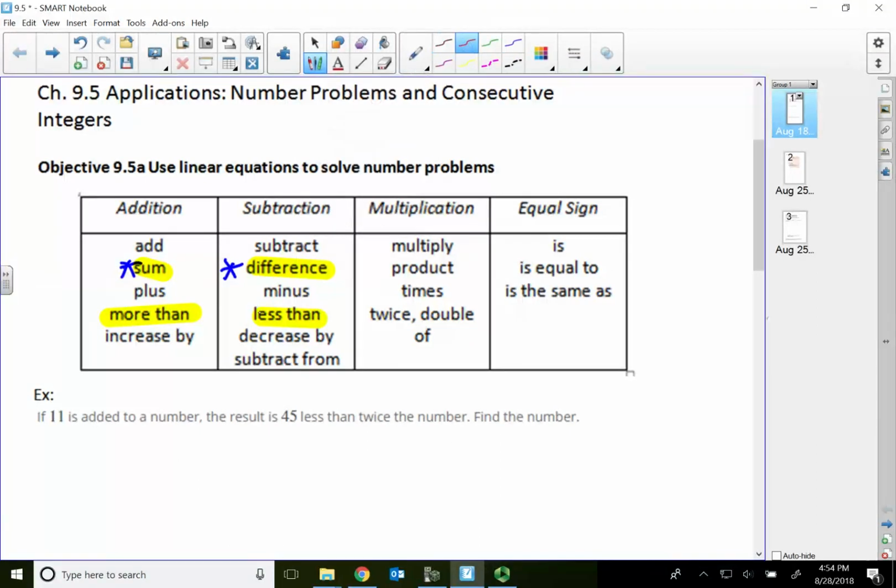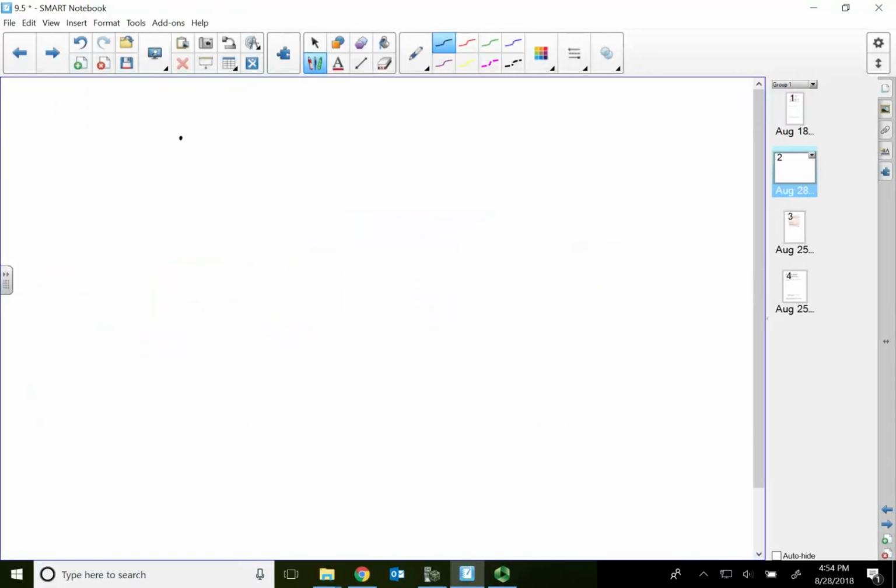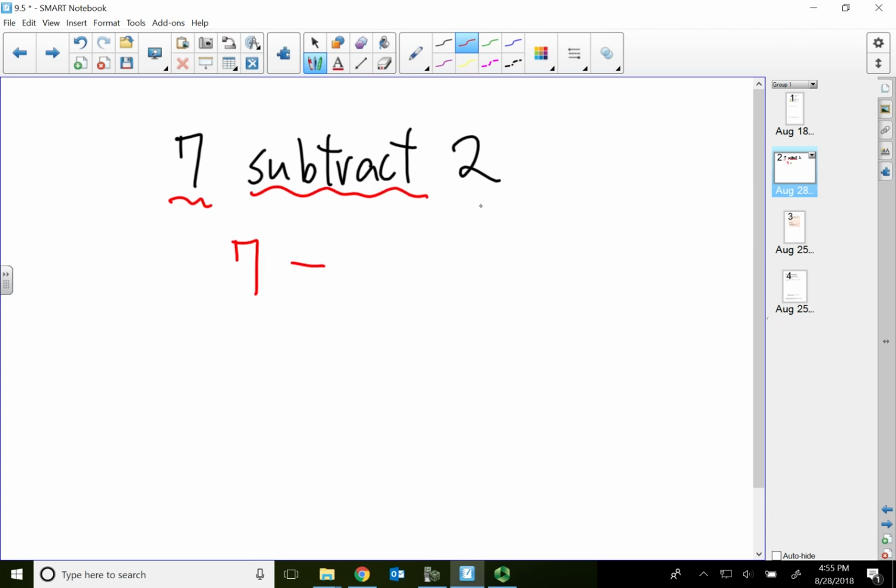The word less than will require us to translate backwards. So what that means is, real quick, if I say 7 subtract 2, we normally translate it as 7 subtract 2. I write 7, then 2. So 7 subtract 2 is exactly what you think it is: 7 minus 2. But when we use the word less than, 7 less than 2.